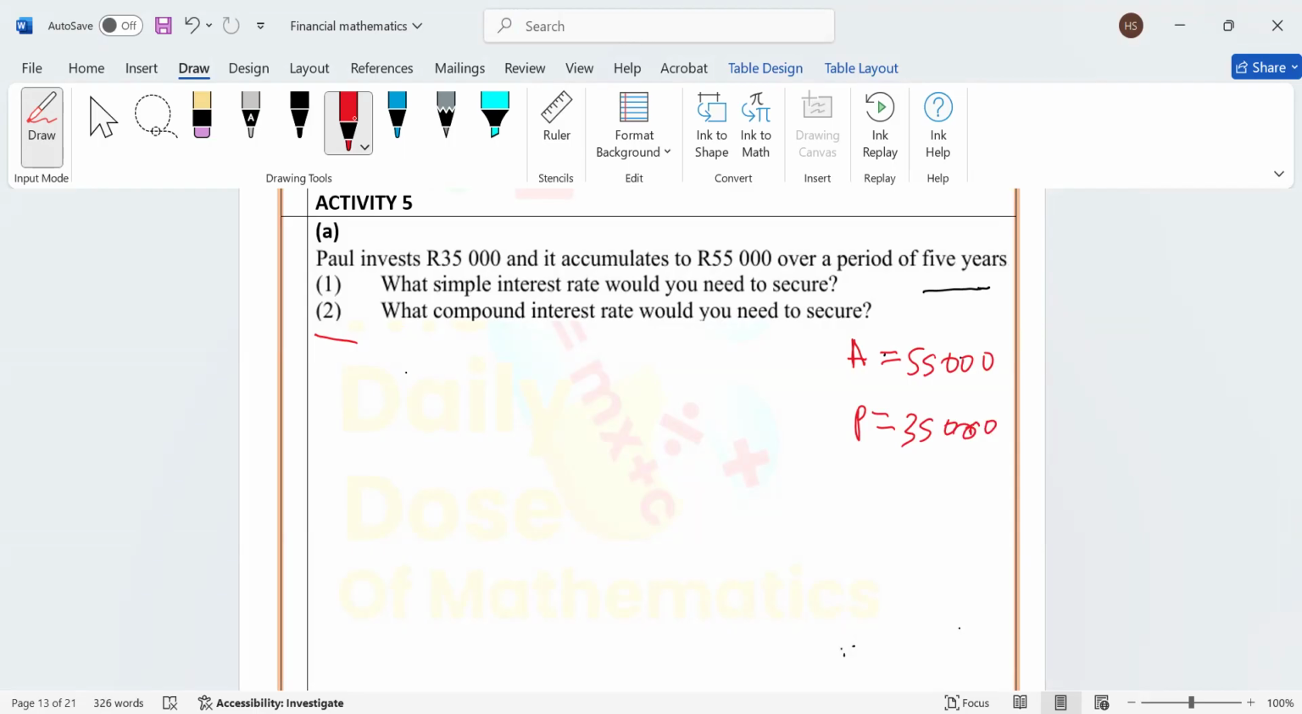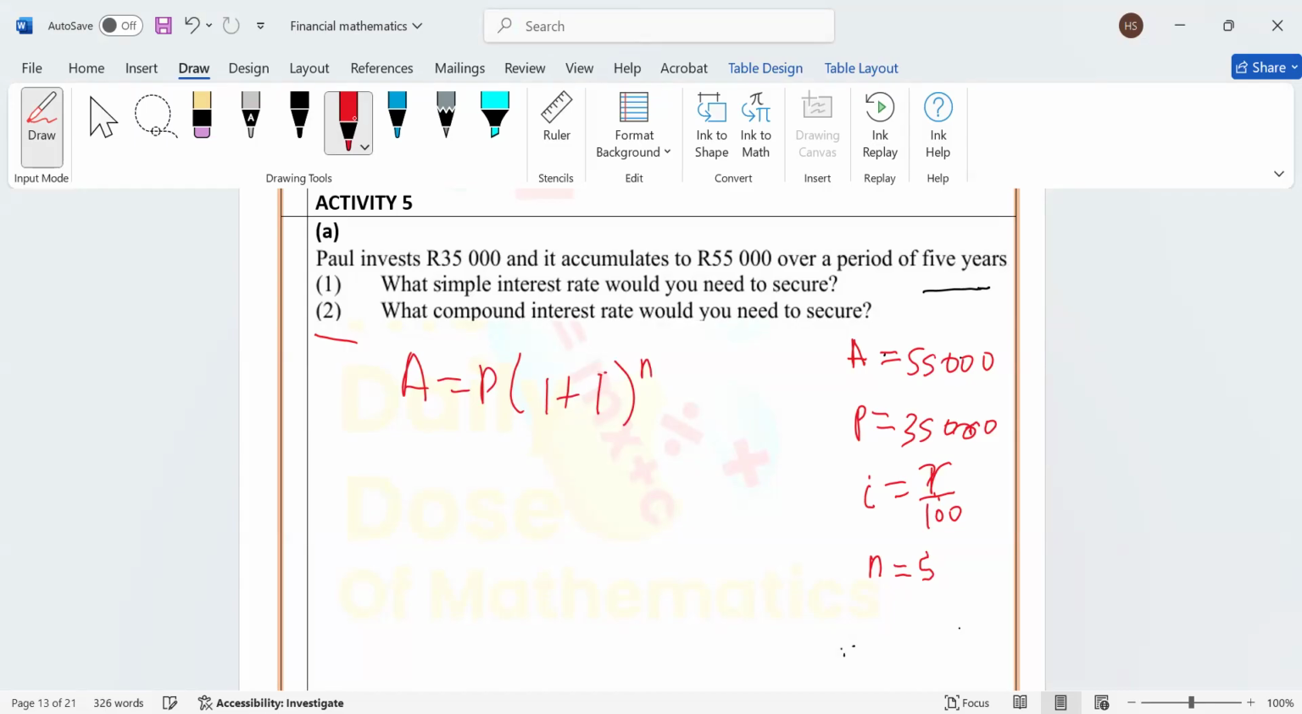Then we have the interest rate R over 100. Then we have our years, which is 5. So we need to use the compound interest formula. The formula is A equals P open bracket 1 plus i close bracket to the power n.